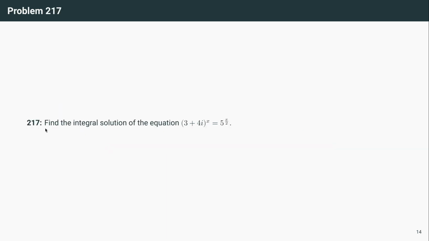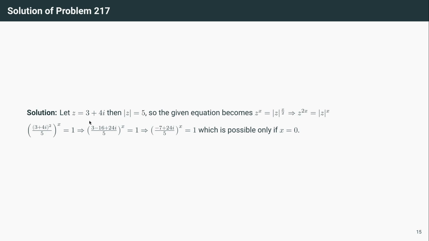Question 217 says that find the integral solution of the equation (3 plus 4i) to the power x is equal to 5 to the power x by 2. So we let z is equal to 3 plus 4i. Now mod z is 5. The given equation becomes z to the power x is equal to mod z to the power x by 2. So we square both sides. We have z to the power 2x is equal to mod z to the power x. Now what we do is we write here z to the power 2x.